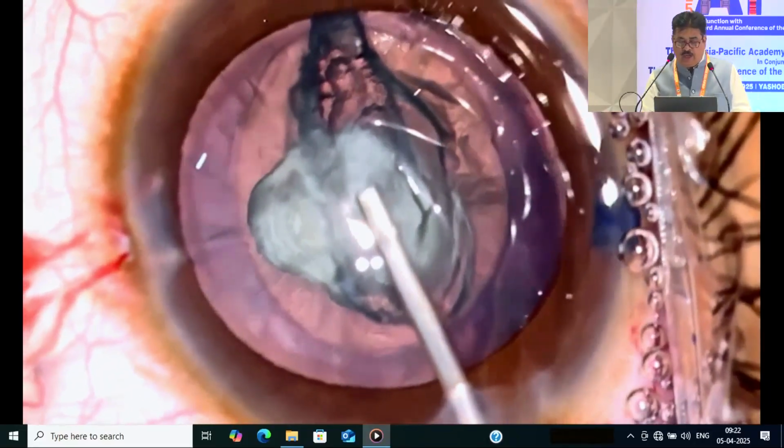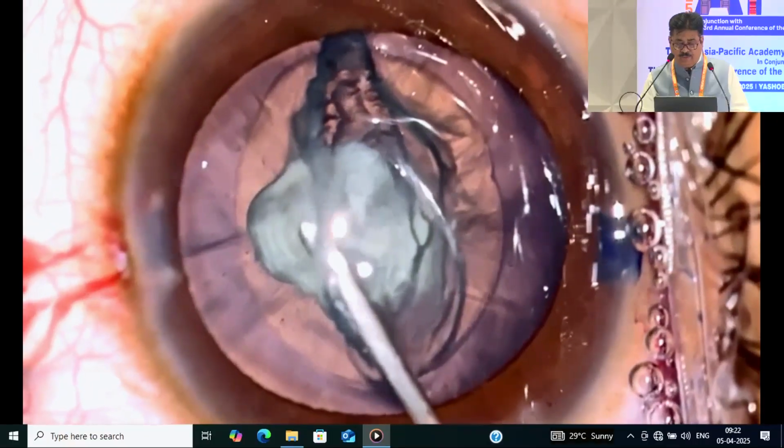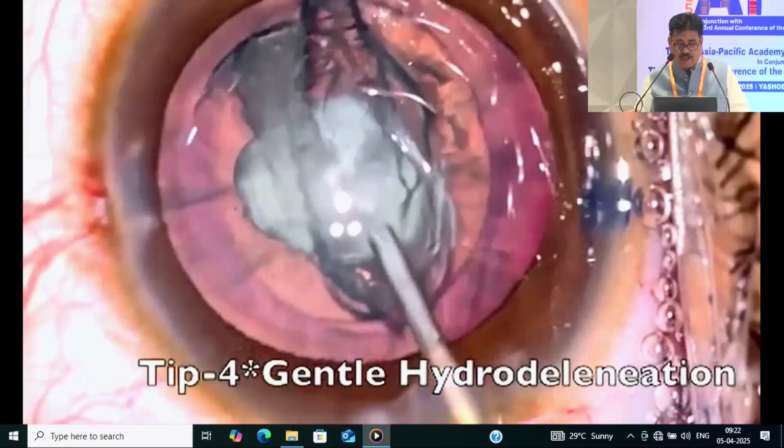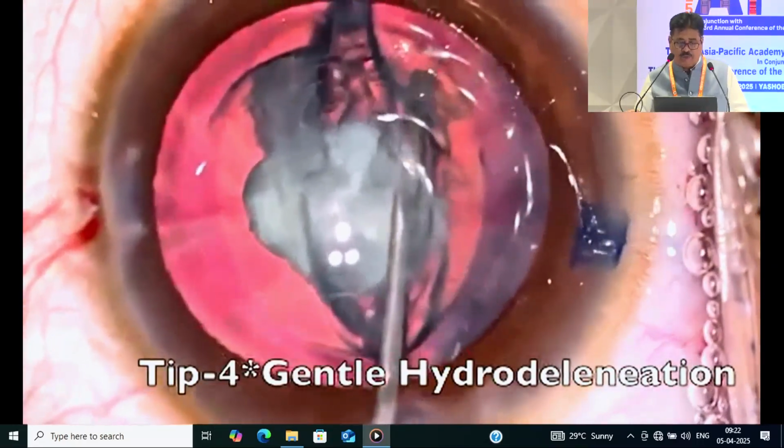Now we are doing hydrodissection on one side. See, we have divided the nucleus by cracking, and then after cracking we are injecting the fluid inside this nucleus. The fluid will never go behind the cataract, never go to the posterior capsule. So this is the trick.